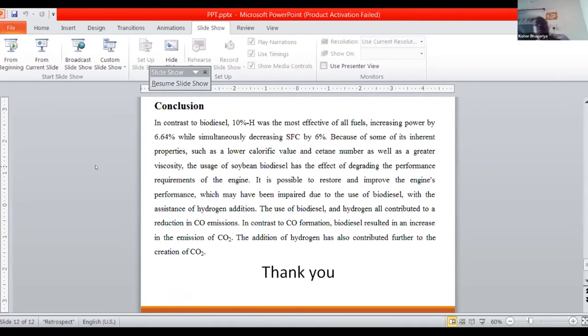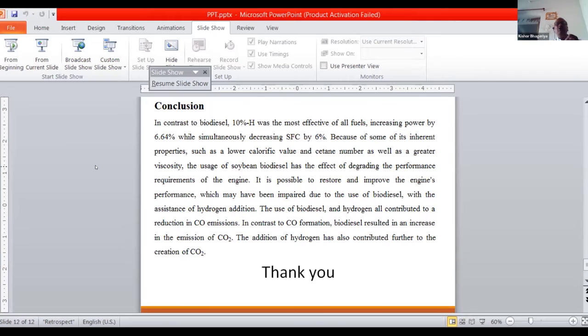Now the last conclusion, in contrast to the biodiesel, 10% hydrogen was the most effective of all the fuels, increasing the power by 6.64% while simultaneously decreasing the specific fuel consumption by 6%. Because of some of its inherent properties, such as the lower calorific value, cetane number, as well as greater viscosity, the use of soybean biodiesel has the effect of degrading the performance requirement of the engine.